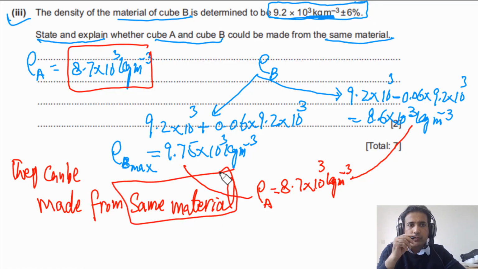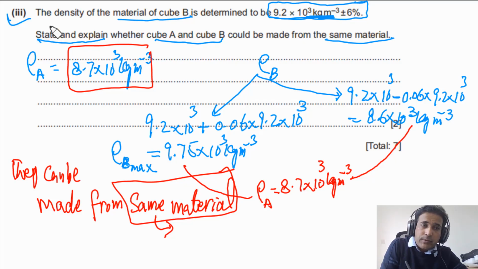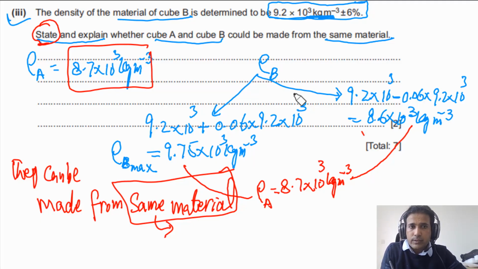You have to state they could be made of the same material because the density of A lies in the range of densities of B. This is a very important question, you need to read the question carefully. You need to state. If you have stated, you will get this mark. And if you have proven this, I mean this is your explanation, if you have done this, you will get the second mark.